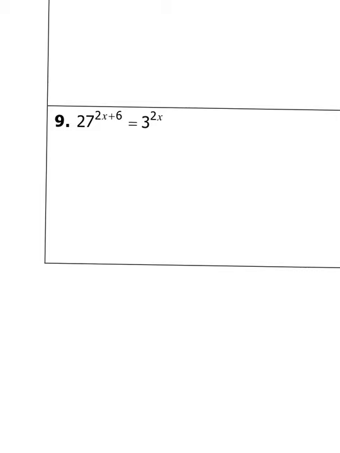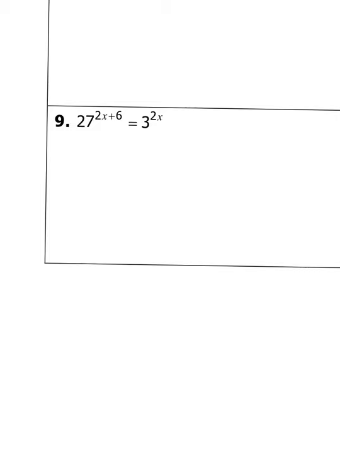So again, 27, 3. Is there a way I can rewrite one of them so that it's the same base as the other, right? The 27 I can rewrite as 3 to the 3rd. Okay, now they have the same bases. So now I have 2x plus 6, and over here I have 2x. Now that I have the same bases, that means the exponents have to equal each other, so I get 3 times 2x plus 6 equals 2x.